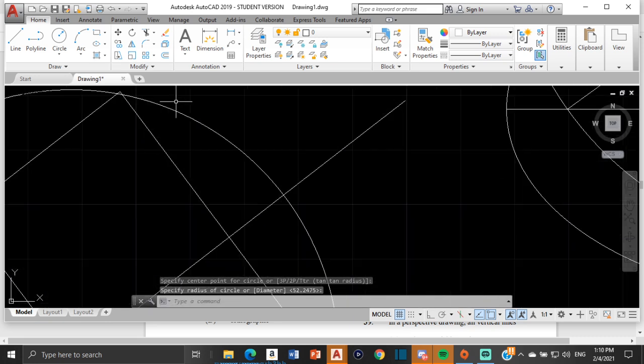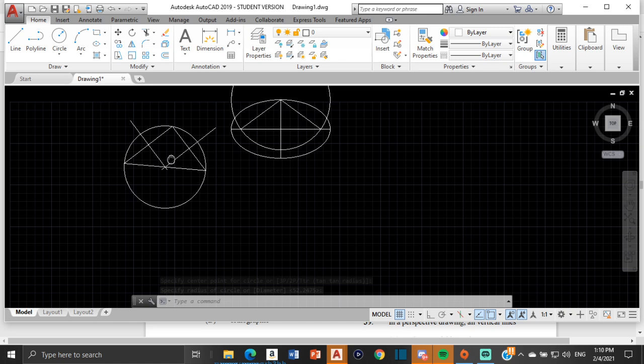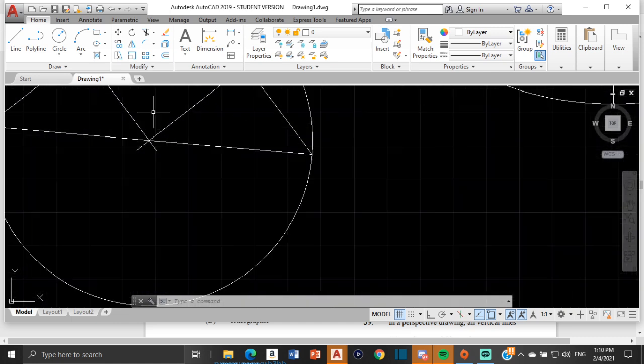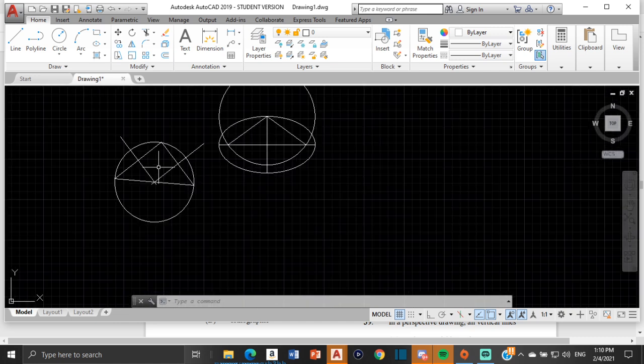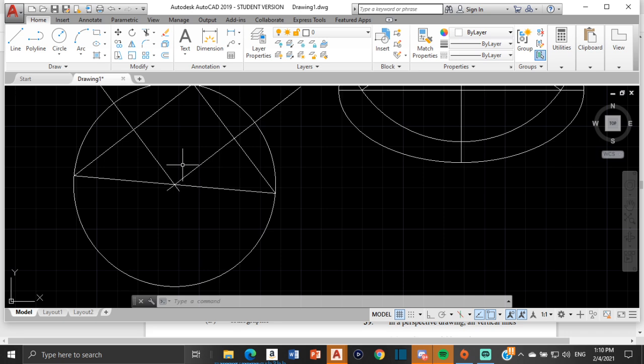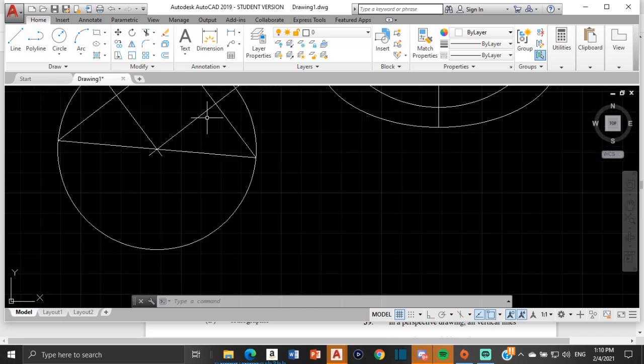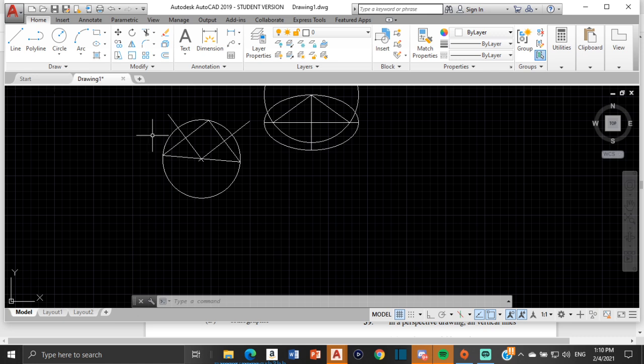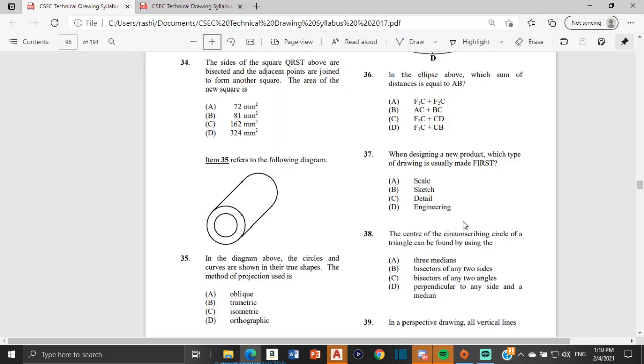So that's the circumscribing circle. This part is a little bit off because I think this point should have gone down a bit more, because I think I drew the circle from the wrong point, since it meets up with this line here. But that's the idea. We get the circumscribing circle that will just go around the triangle, touching all three sides. Alright, so that is how we would arrive at our answer. The answer would be bisector of any two sides, which is B.